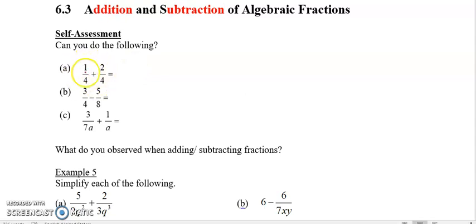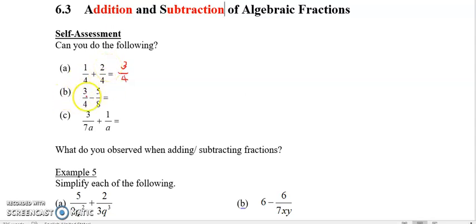Okay, for A, 1 over 4 plus 2 over 4. The answer we will get is 3 over 4. So why do we get 3 over 4? We can add the numerators 1 plus 2, given that the denominators are the same, which is 4.